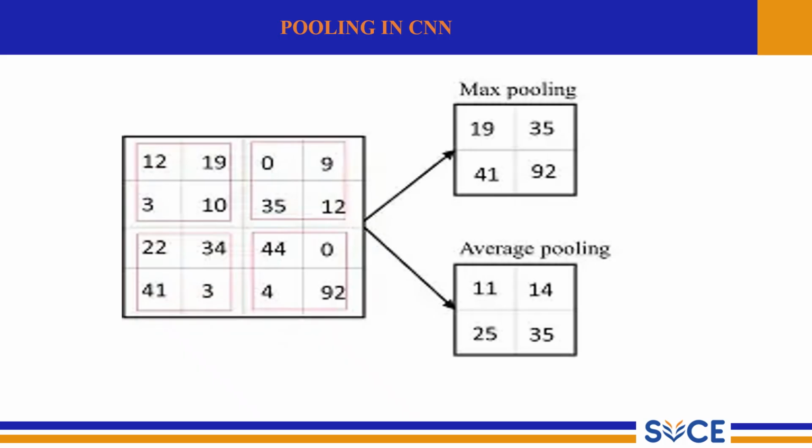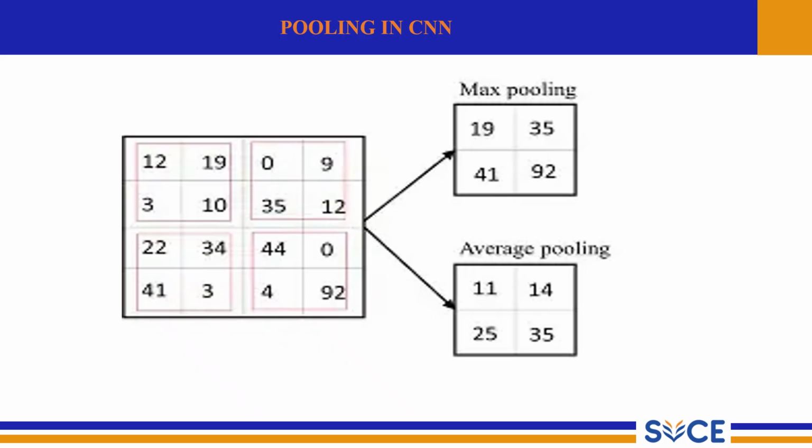To perform pooling, the feature map is divided into smaller regions. In this example, the feature map is divided into 4 regions, each of size 2 by 2. Each 2 by 2 region is processed separately to produce a smaller output feature map. This process helps to reduce the dimensions of the data from 4 by 4 to 2 by 2.